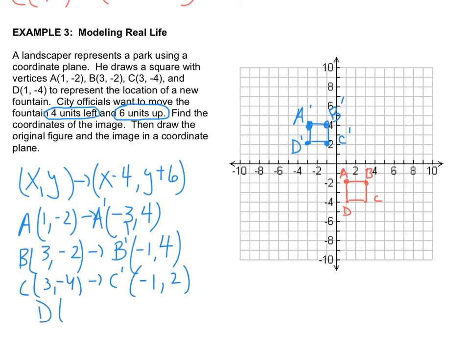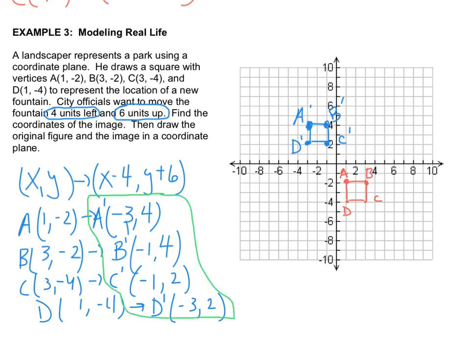And the last vertex, D, was positive 1, negative 4, and D prime, when I subtract 4 from 1, I'm at negative 3. When I add 6 to negative 4, I'm at a 2. So when it says to find the coordinates of the image, we have done that right here with the algebraic way, and also over here with the picture. So you could have taken them off of there as well.